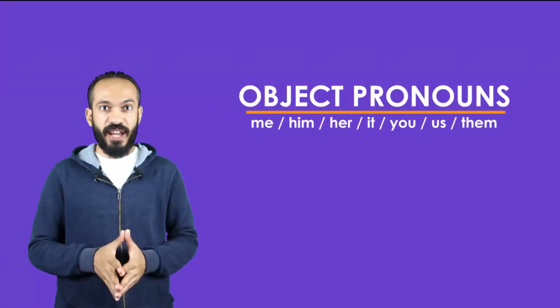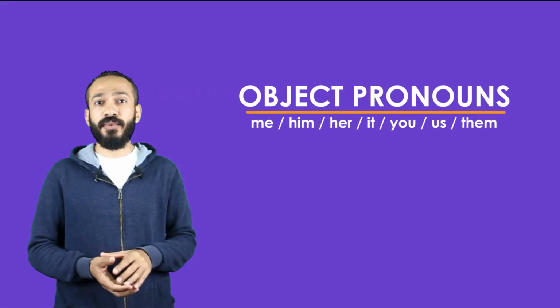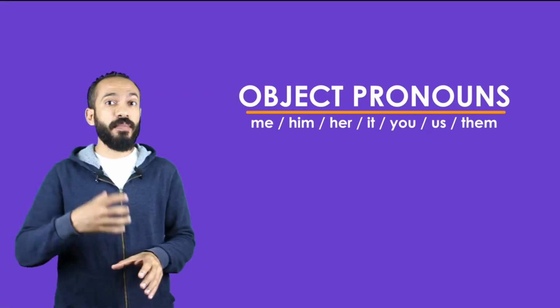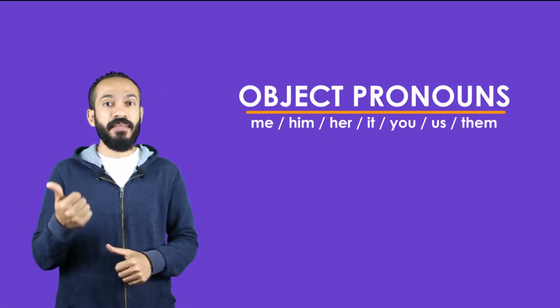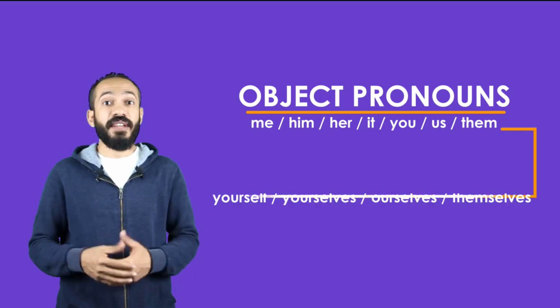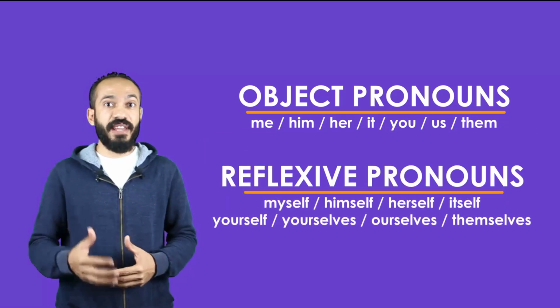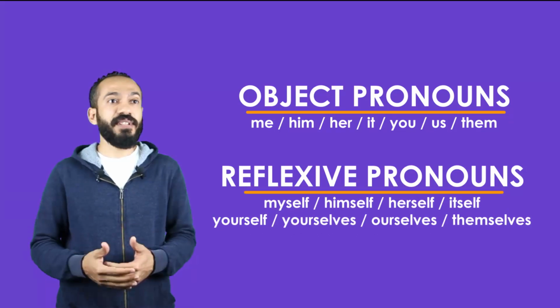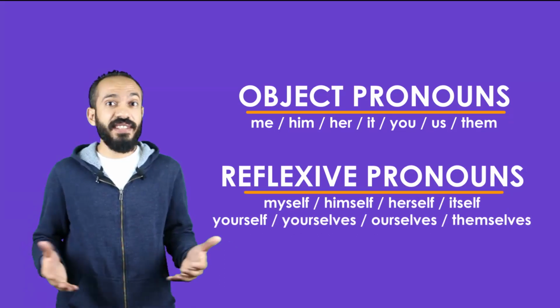In a previous video, we explained everything about the object pronouns. Those are the kind of pronouns that can replace an object in a sentence. They are me, him, her, it, you, us, and them. Reflexive pronouns do the same exact job. They simply replace the object in a sentence.